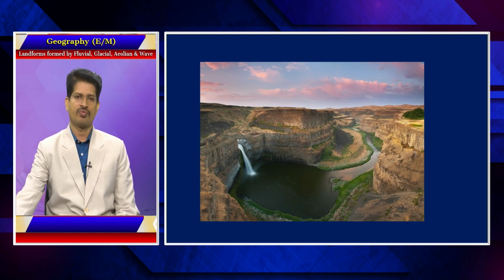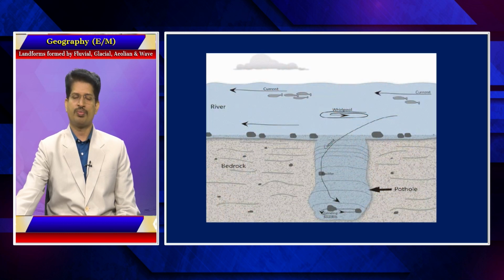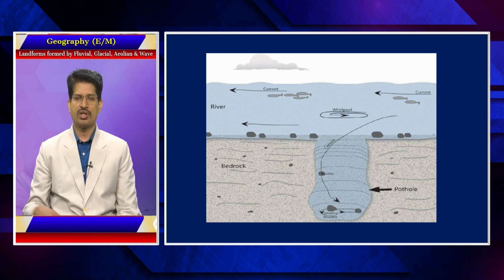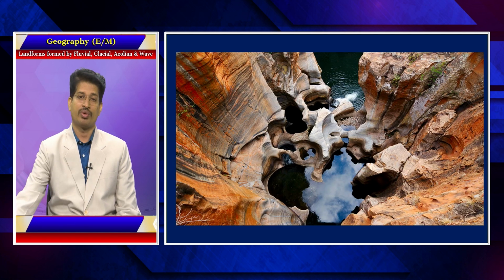So, the V-shaped valley is a feature of fluvial activity or river erosional activity. The U-shaped valley is also a feature formed by river erosional activity. So, this is how the different kinds of landforms are being formed. In this process, certain waterfalls are also being formed.